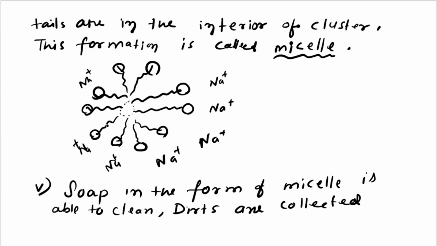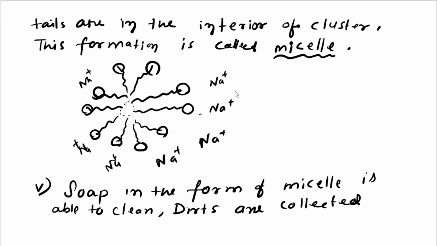See the diagram. Sorry, this is the ionic part, this is the long part. Like here you can see, it is a cluster of molecules, and the hydrocarbon part is towards the center and the hydrophilic part is out of the center. Soap in this structure, a cluster of molecules, is called a micelle. It is a very important question for examination: what is a micelle and what is the cleaning action of soap?